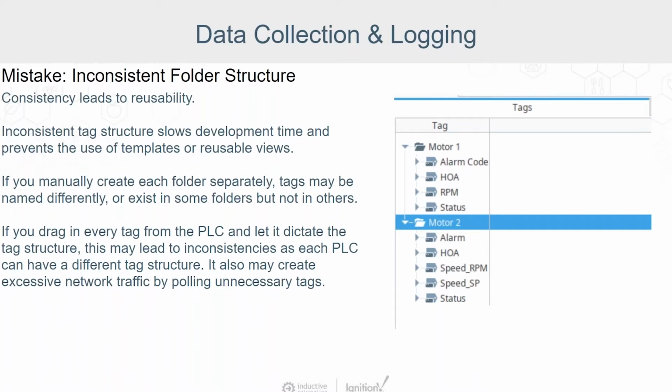Another common mistake is to drag in all the tags from the PLC. This allows the PLC to dictate the tag structure. Each PLC could have a different tag structure, leading to inconsistencies. Excessive network traffic could be created by pulling unnecessary tags. Consistency leads to reusability. An inconsistent tag structure will increase development time and be impossible to maintain.